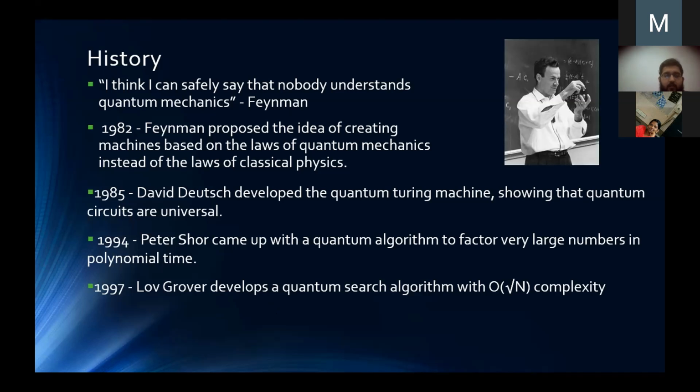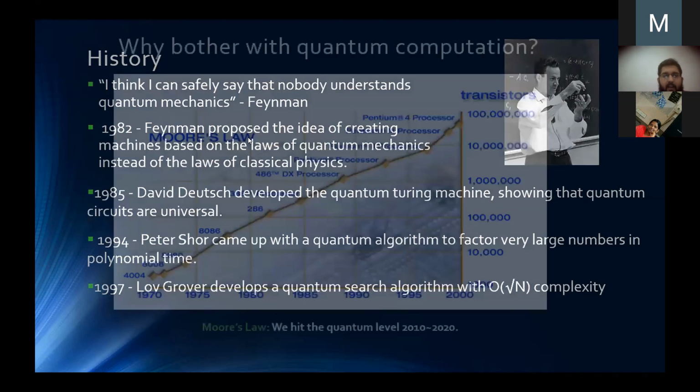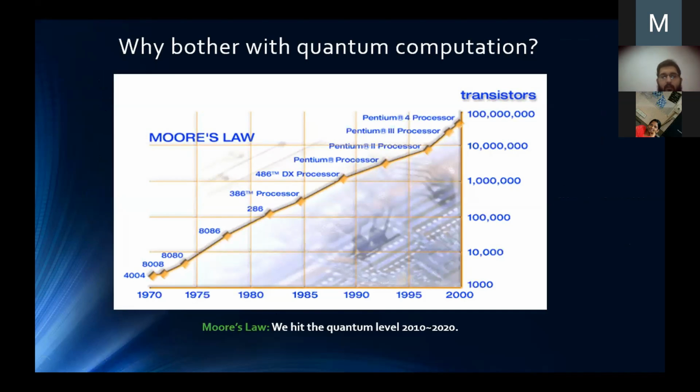Okay, that was the history. Then I discussed why we need quantum computers. If we look at Moore's law, we see that the number of transistors on a single chip increases every year by doubling itself. We can easily see from this graph that in the year 2000 the limit was 100 million transistors on a single chip, and by the year 2020 we will achieve the quantum limit.